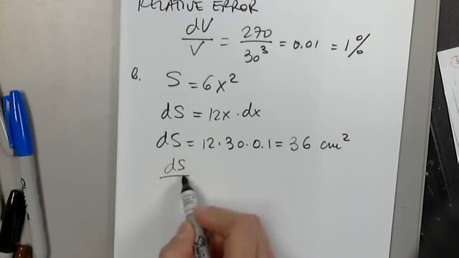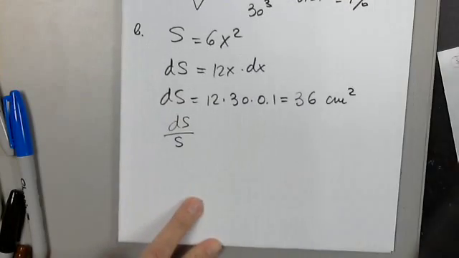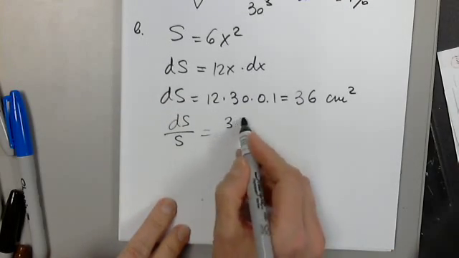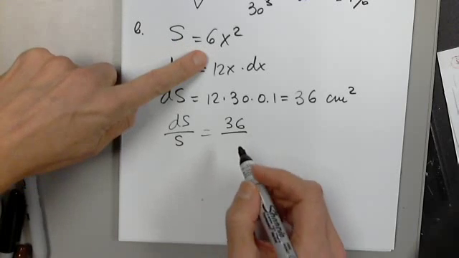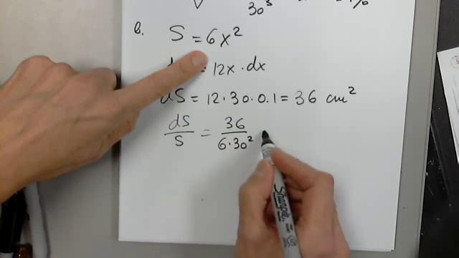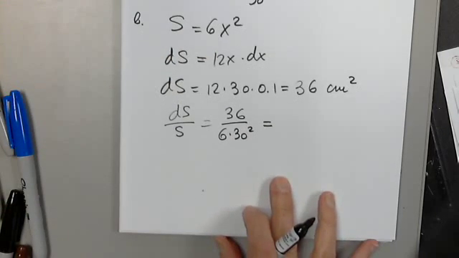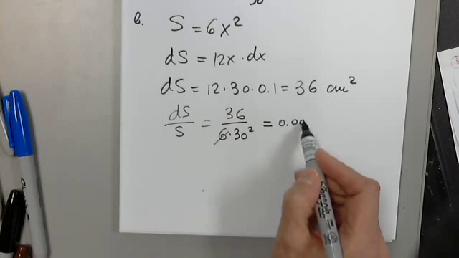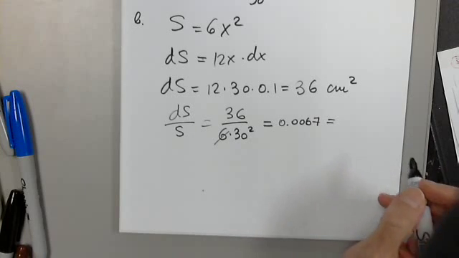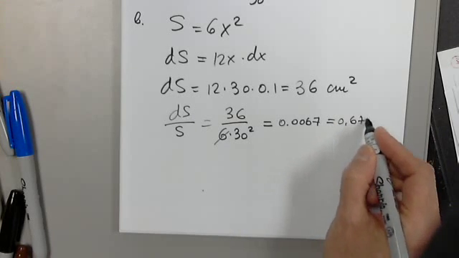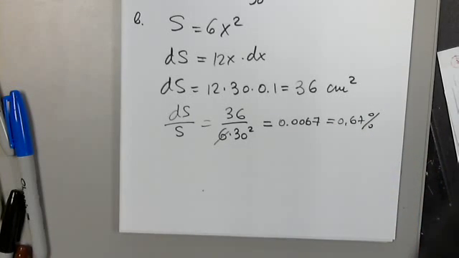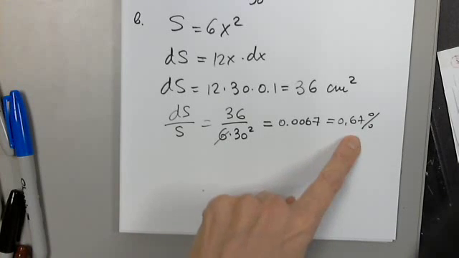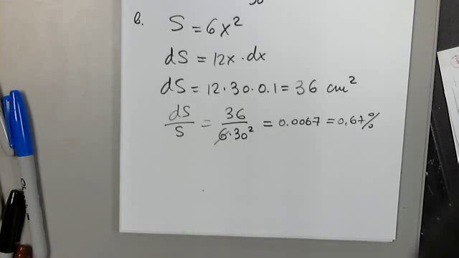So now we're asked to find the relative error and the percent error. So this will be ds divided by s. We have ds, we just calculated 36, and we divide by s, which is 6 times 30 squared. How much is that? 0.0067. 0.67%. So it's 0.67%, no measurement unit. So this is the relative error, and this is the percent error. Any questions?